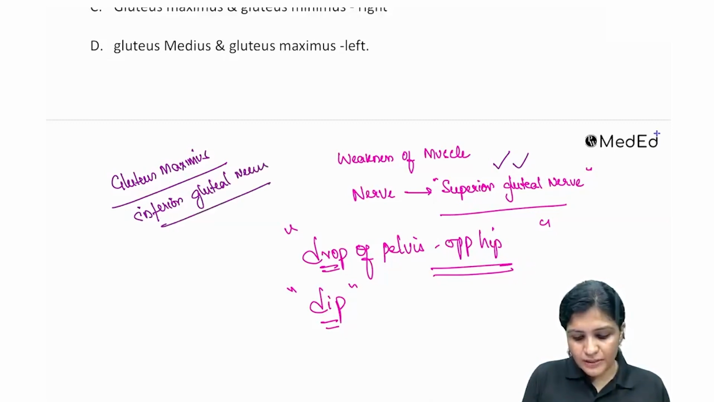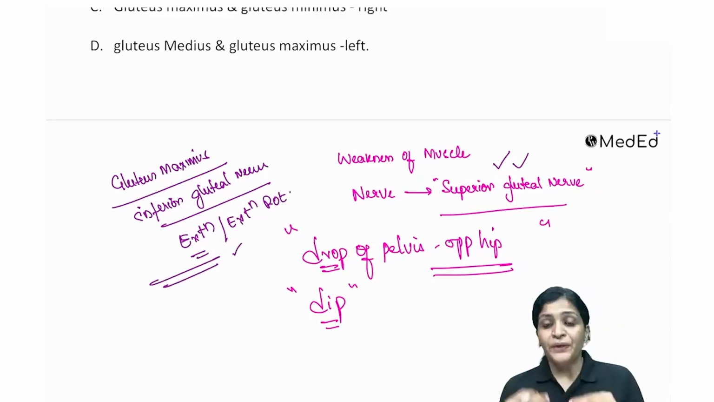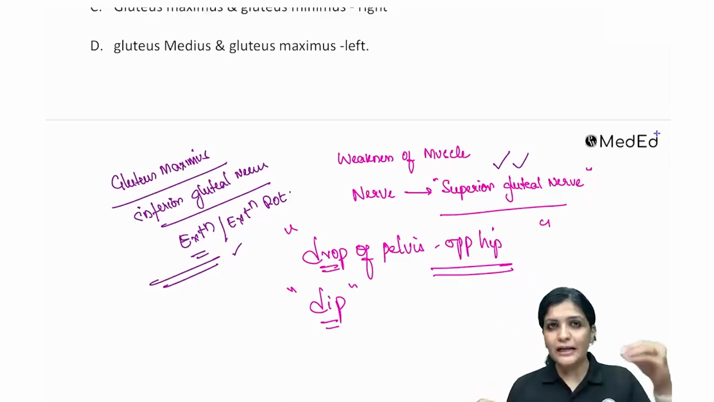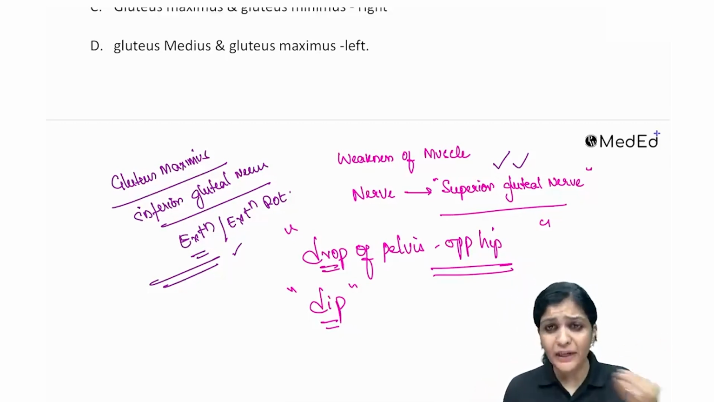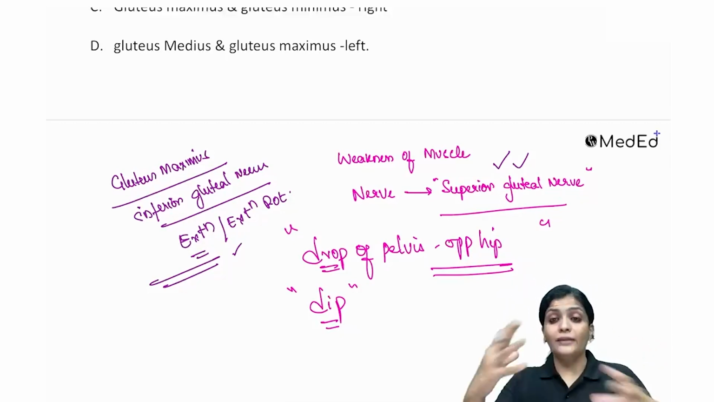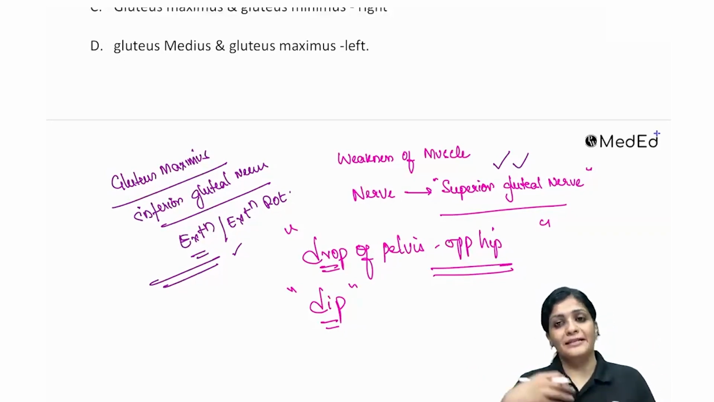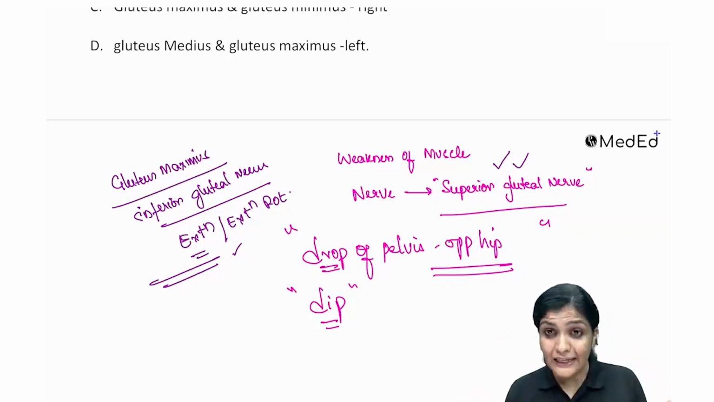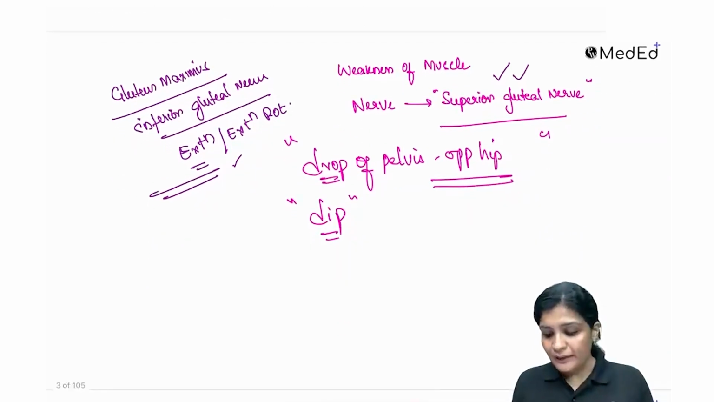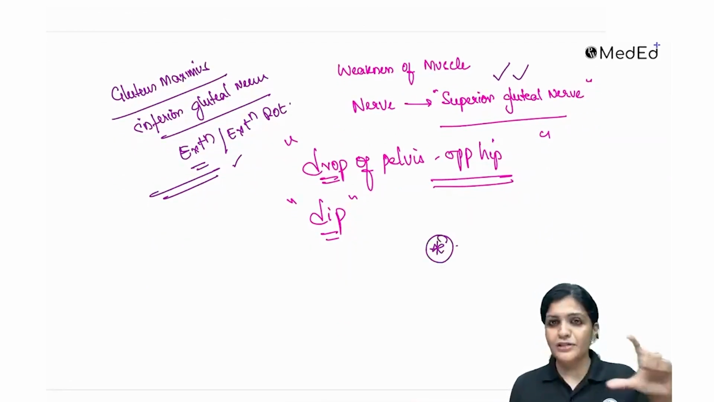So it causes the extension, and even the external rotation. So this is how you have to derive the topics, right? This is an important topic which has been frequently asked, but this time we don't know what they might ask. They might ask the nerve supply, the action, the sign, or where this test is useful. So this is how you derive the subtopics from the previous year's topic question.